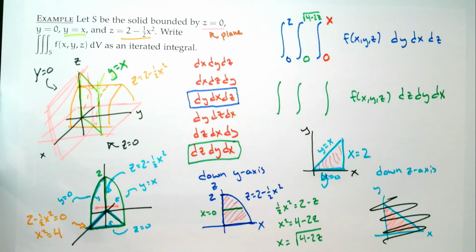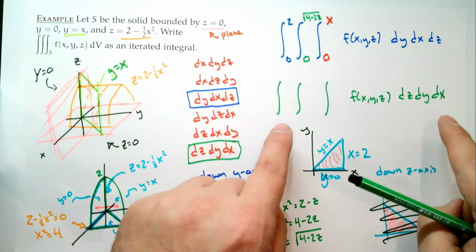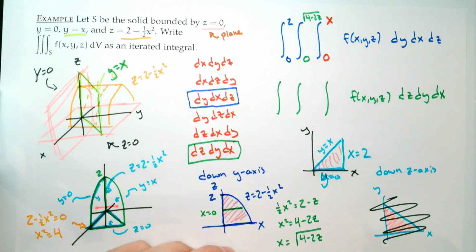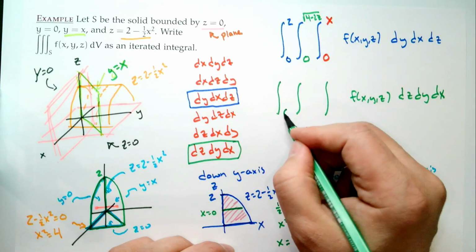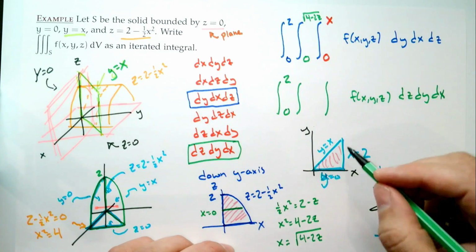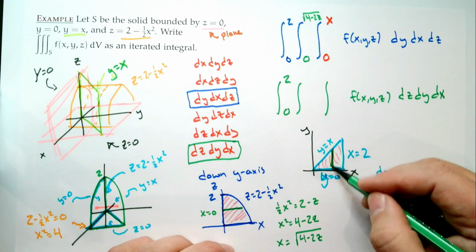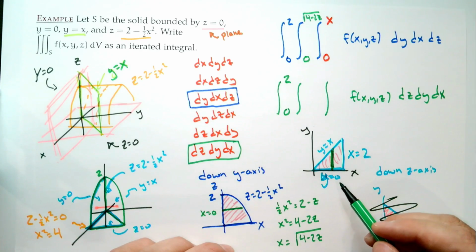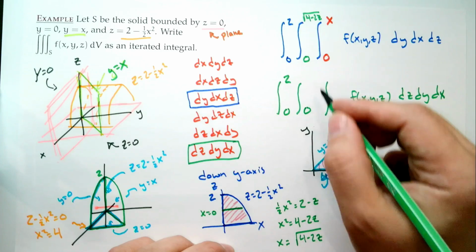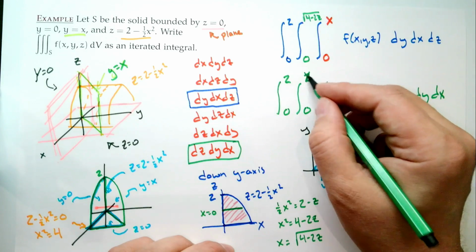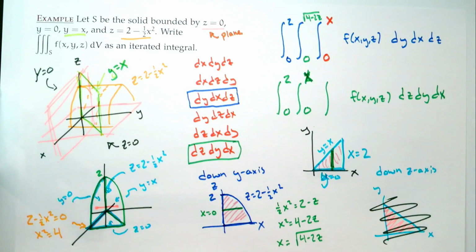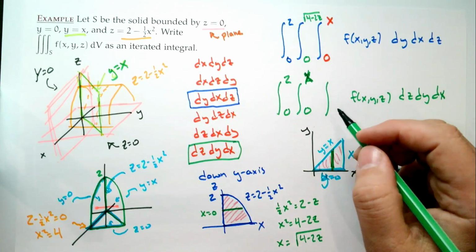Now we're ready to go. Let's talk about x. Where does x go from? 0 to 2. Okay, now I know x. Y is going to range. Well, where is it ranging from? 0 to x. Y equals 0 to y equals x. All right, this is not my best problem, I can tell, but that's okay. We'll get the answer right.